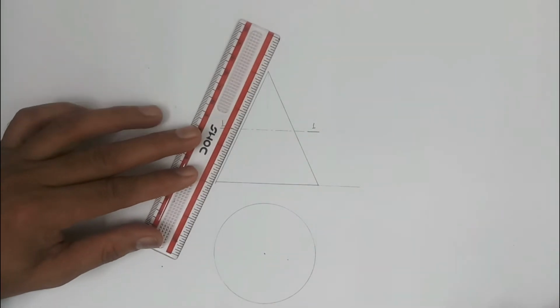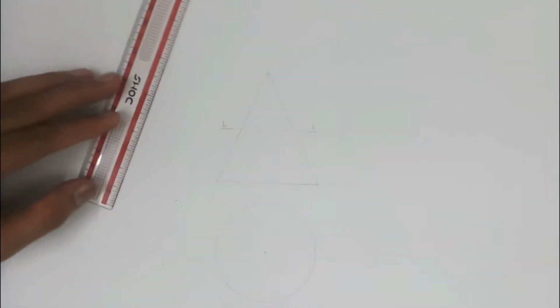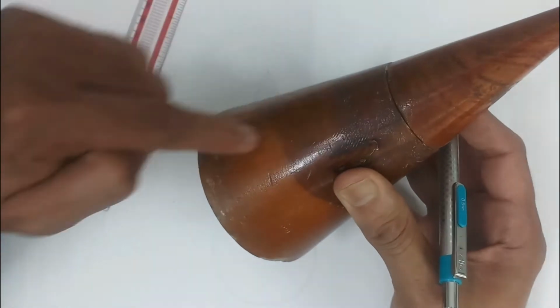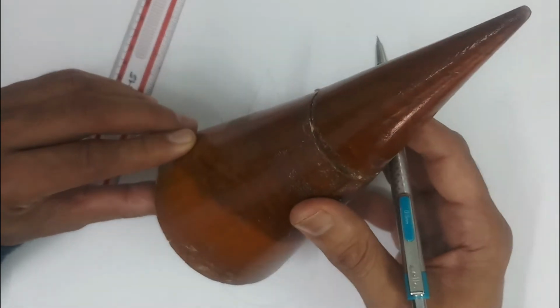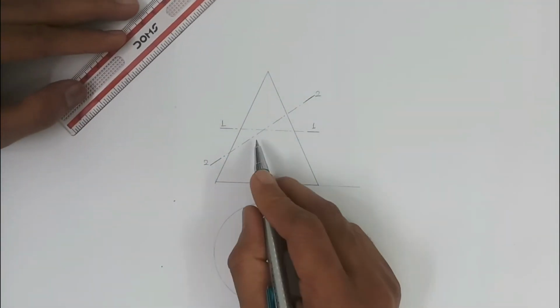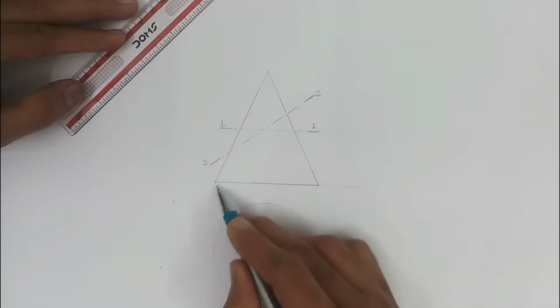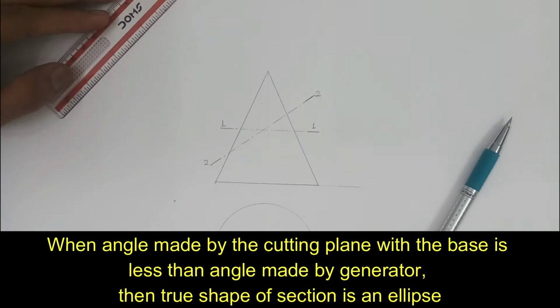If I cut this particular cone by a cutting plane which is inclined to the generator, as I have just told you, generators are imaginary lines which connect the apex with the points on the circumference of the base. So this is one generator. Likewise there are an infinite number of generators in the case of a cone. Let us take cutting plane 2 2. Now how do I define this cutting plane? You can see the angle made by this cutting plane with the base and the angle made by the generator with the base. When the angle made by the cutting plane with the base is less than the angle made by the generator with the base, then the section is going to be an ellipse.